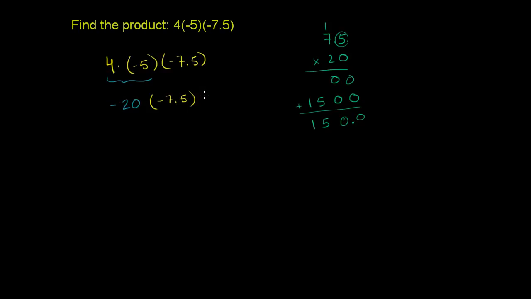So this is equal to 150. And now we just have to think about, is it going to be positive or negative? We have a negative times a negative. They are the same sign. So it's going to result in a positive number. So our final answer is 150. And if we actually wanted to keep the precision here, we could write 150.0.